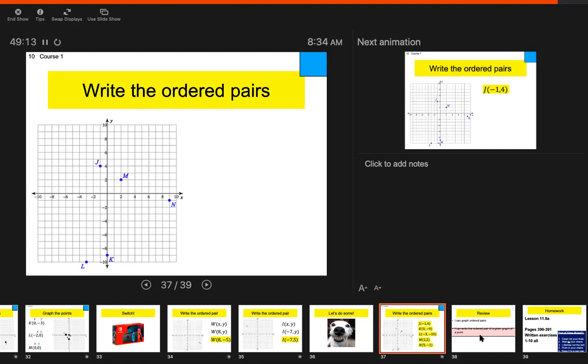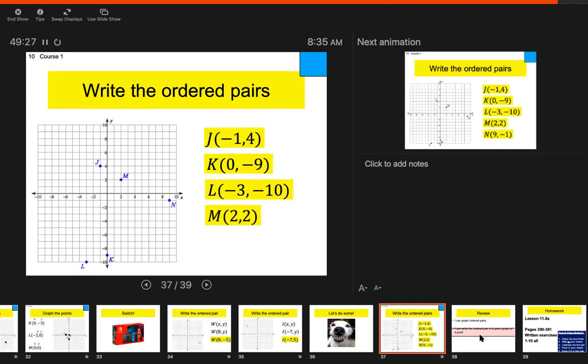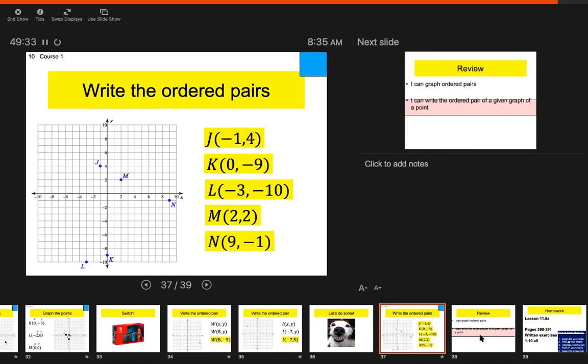Gavin, pick a letter that we haven't picked. N. 9 and -1. There are all the points. Very good. Questions? I left out L, but I'll get that. All right. See you tomorrow.